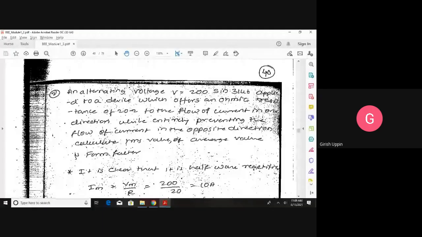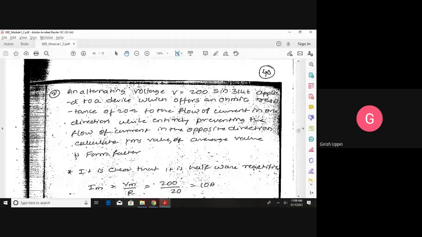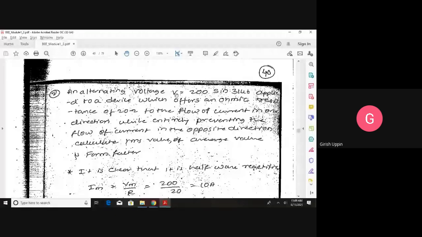So now they have given one equation, the alternating voltage equation, v is equal to 200 sine 314t. Now this voltage is applied to a device. The device is such that it offers a resistance of 20 ohm in one direction to the flow of current, while entirely preventing the flow of current in the opposite direction. Means what? In one direction it offers 20 ohm resistance and allows the current to flow, but in the opposite direction, the next half cycle, it will entirely stop the current.